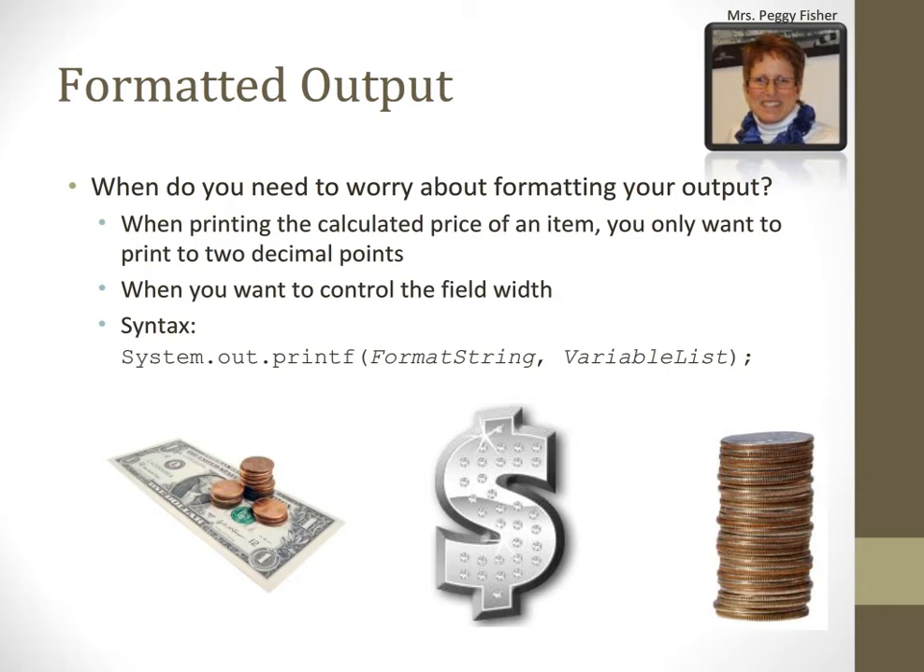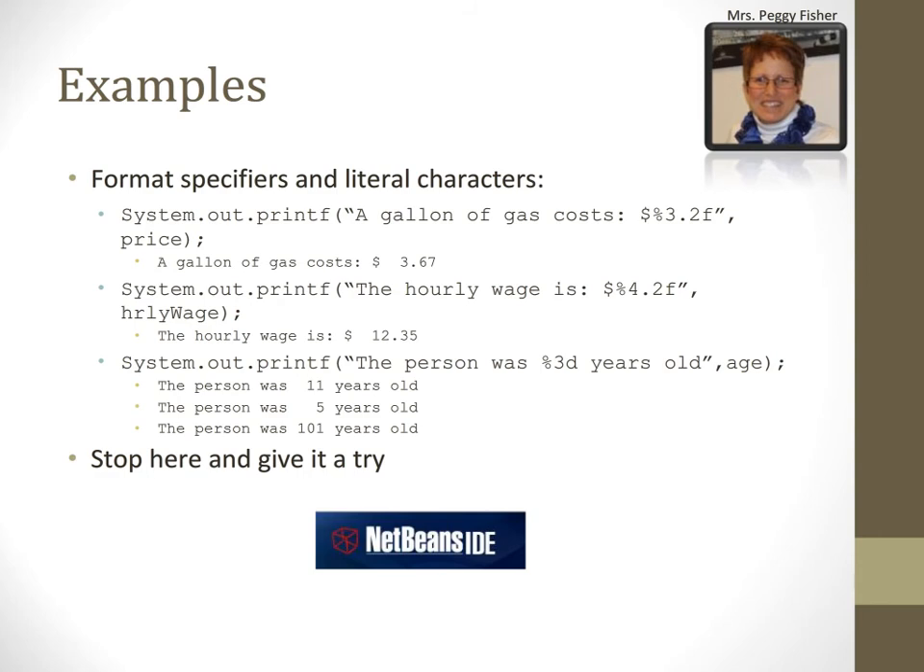In the parentheses, you give it your format string, we'll talk about what that comprises in a minute, and your variable list. All right, let's take a look at how we use the printf function. The first example here shows how you print out the cost of a gallon of gas. The %3 will allow for 3 positions for the dollar amount. The .2 gives us 2 decimal points worth of precision, and the f is used because this is a floating point number containing decimal points.